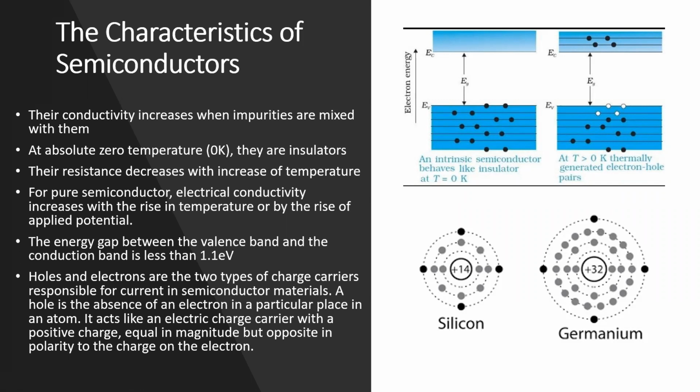One important property is that their conductivity increases when impurities are mixed with them. This is not seen either in insulators or in metals or conductors. If we add the impurity, there is not much effect on their conductivity. So this is a peculiar property of semiconductors. We will later see in detail what happens when which kind of impurity is added to them.